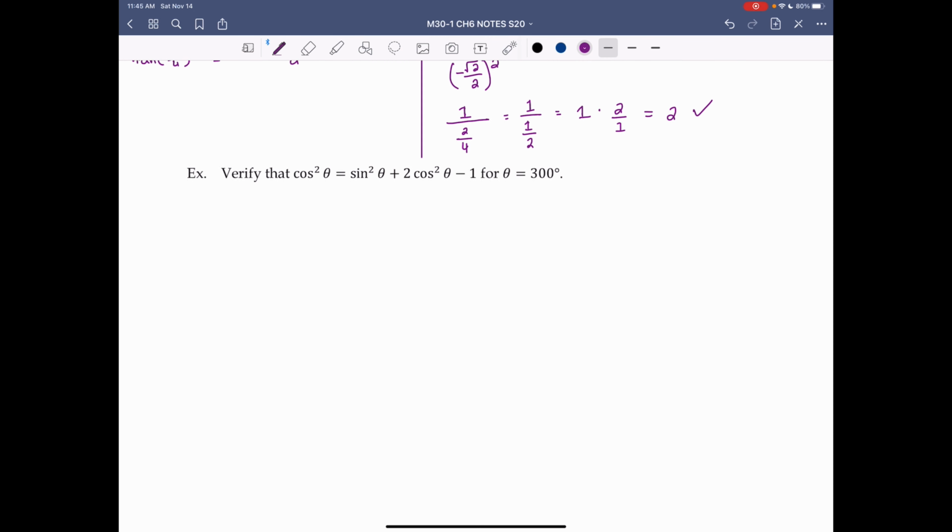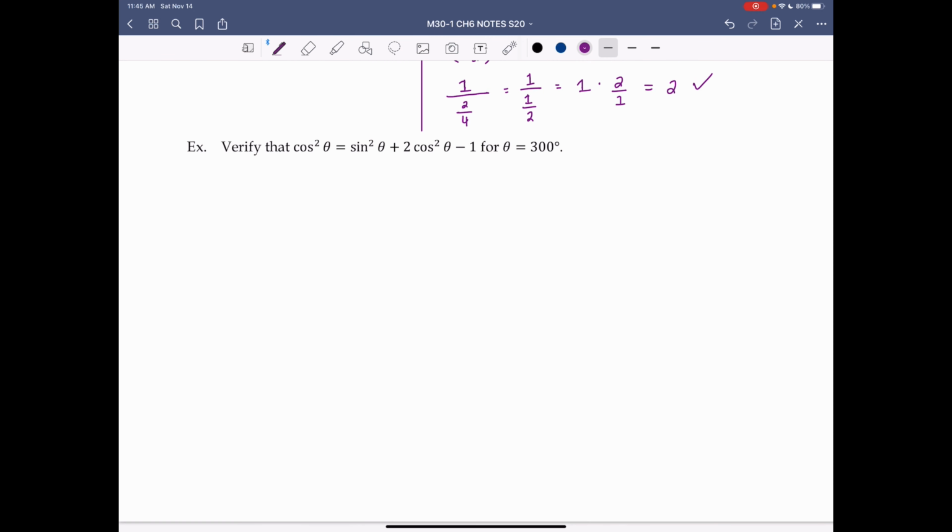Verify that cos squared theta equals sine squared theta plus 2 cos squared theta minus 1 for theta equals 300 degrees. The left side, we have cos squared theta, which is 300 degrees. We need to determine cos of 300. Draw our unit circle.